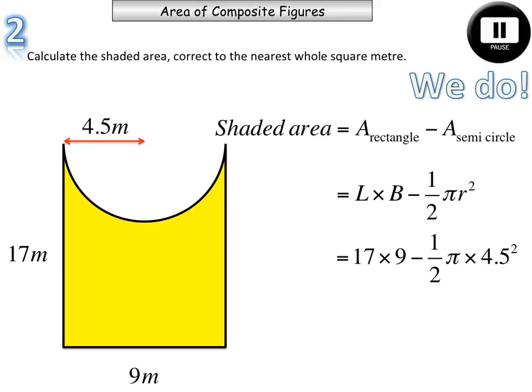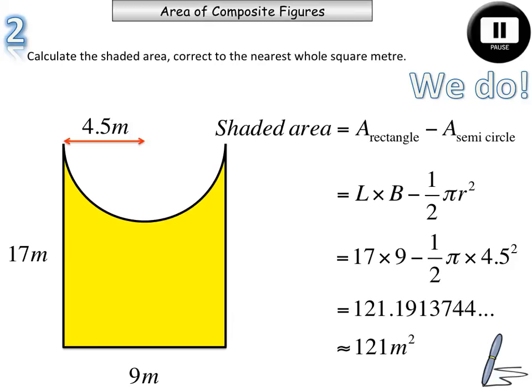So substitute, and you can use your calculator to work that out. And the question says to the nearest whole square centimetre, so the nearest whole number. And we have 121 square centimetres. Okay, moving on.